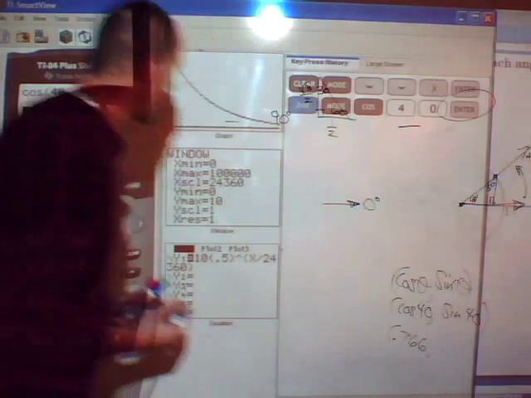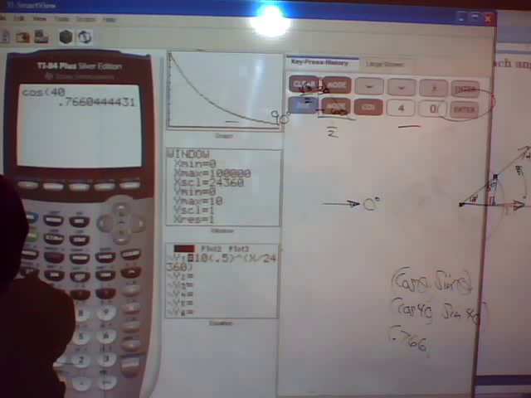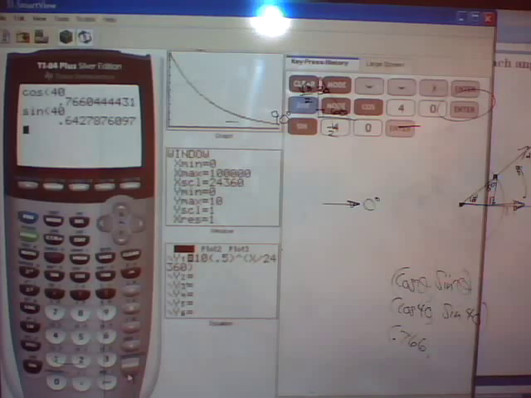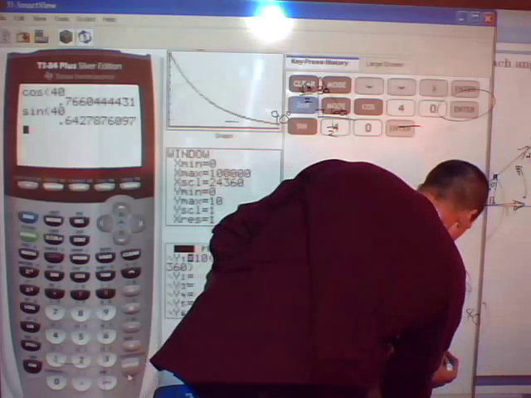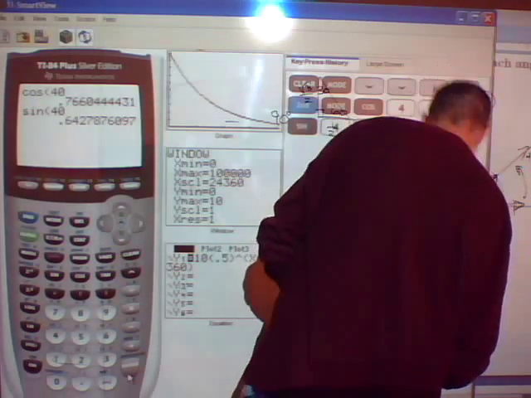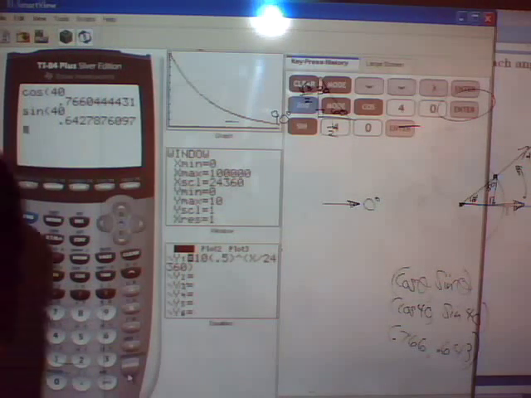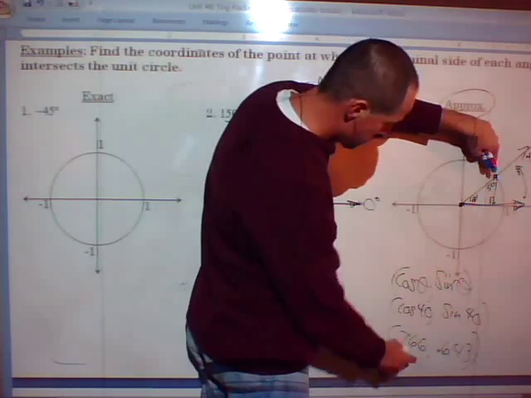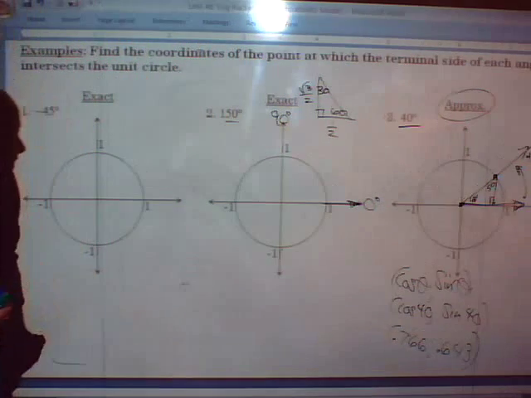0.766. And then we could do the sine of 40. And if we do the sine of 40, you'll see that that is approximately 0.643. Okay? So that gets you the x and y values of this particular point. This is approximately 0.766. This is approximately 0.643.